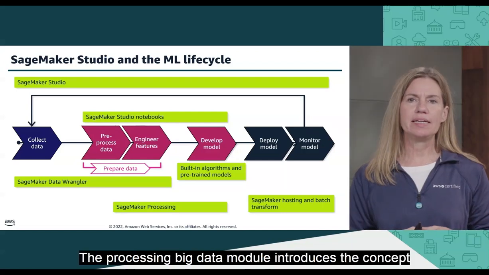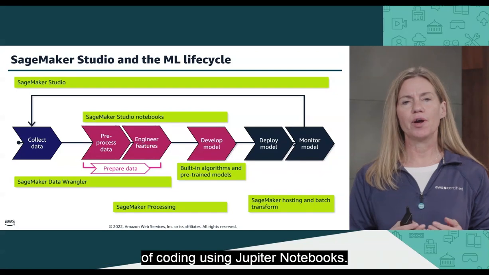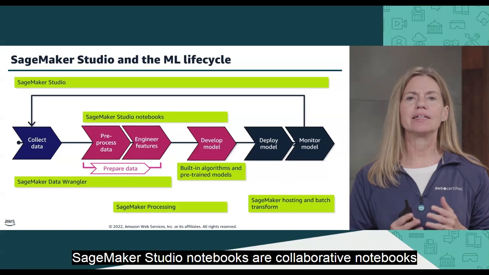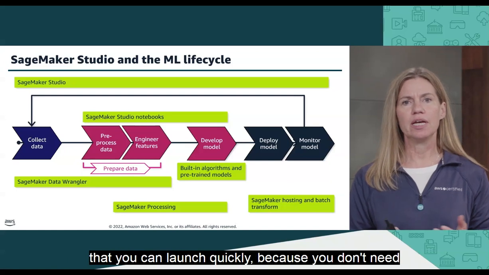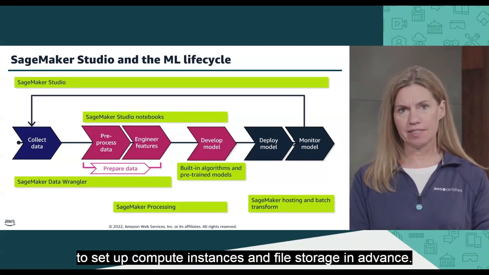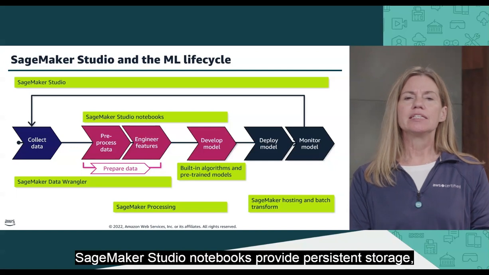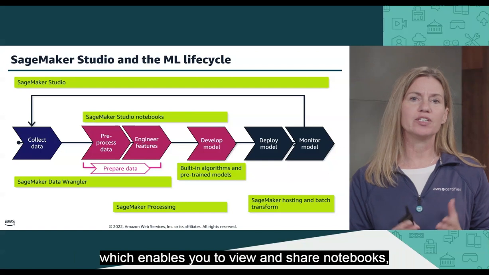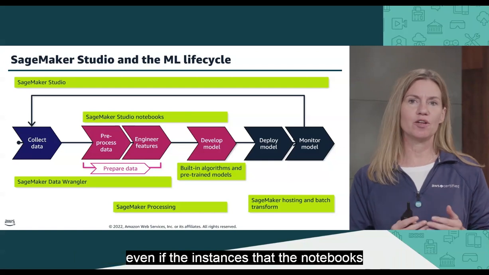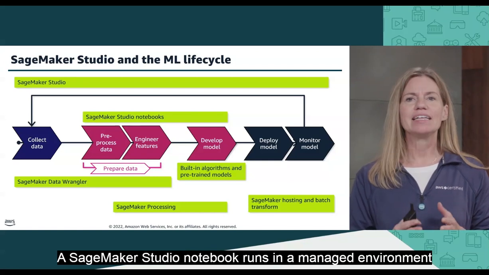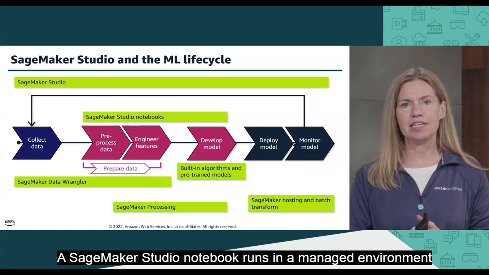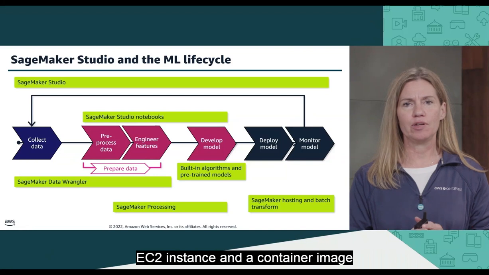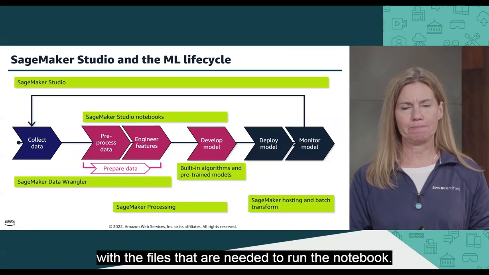The Processing Big Data module introduces the concept of coding using Jupyter notebooks. SageMaker Studio notebooks are collaborative notebooks that you can launch quickly because you don't need to set up compute instances and file storage in advance. SageMaker Studio notebooks provide persistent storage, which enables you to view and share notebooks even if the instances that the notebooks run on are shut down. A SageMaker Studio notebook runs in a managed environment that includes a configurable EC2 instance and a container image with the files that are needed to run the notebook.